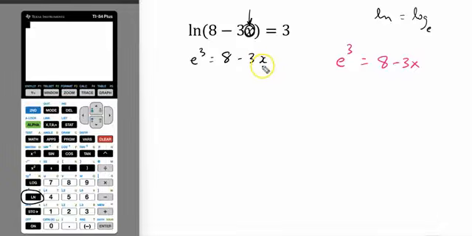So I need to solve this for x. The first thing I might do to this equation, since I'm solving for x, is get it on the left-hand side. Let's just swap sides of this equation. Okay, and then I'm going to subtract 8 from both sides.